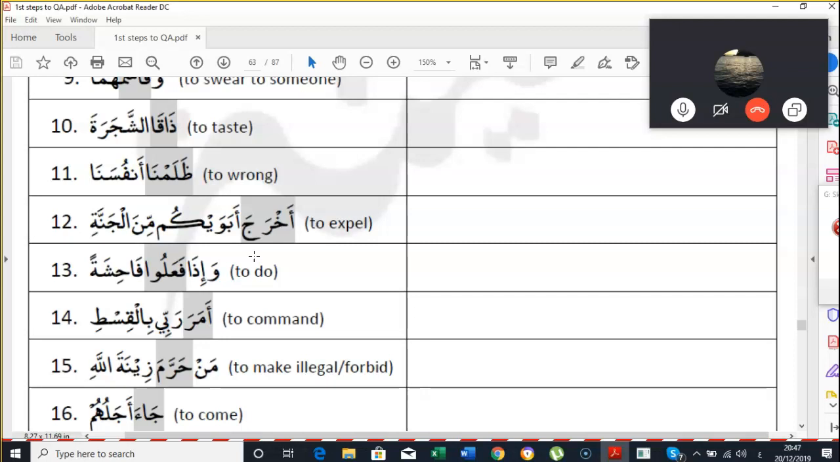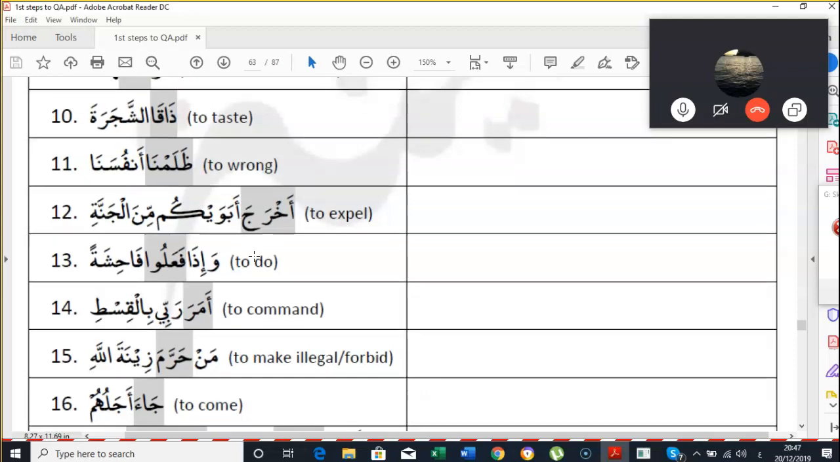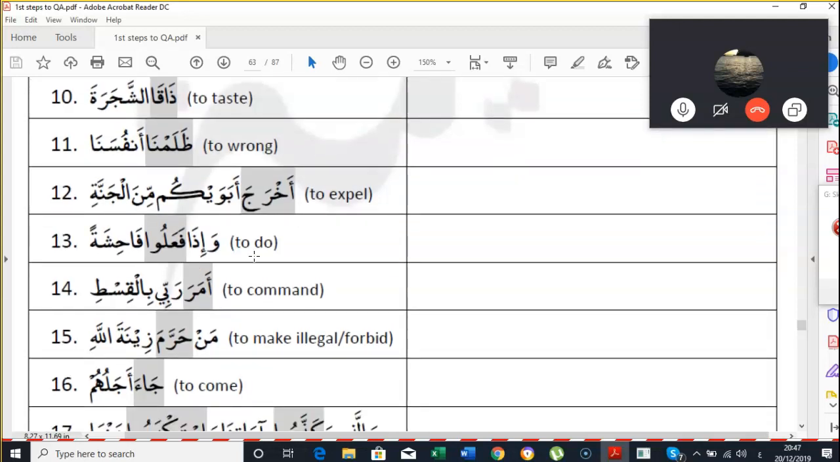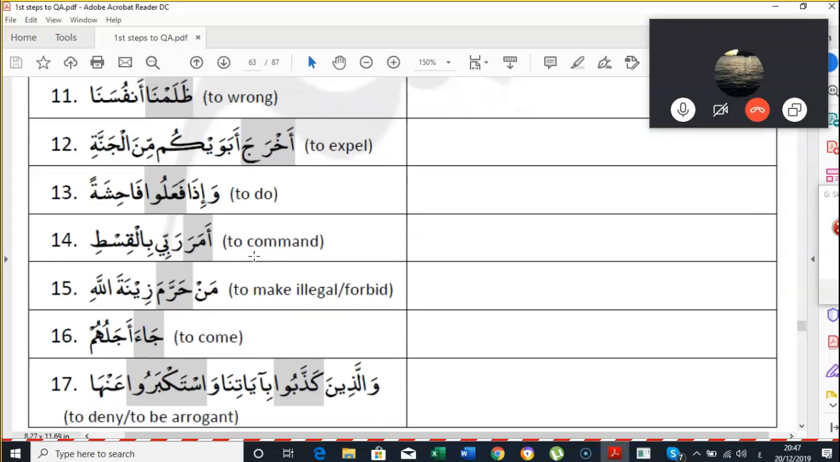So ذاق الشجرة, number 10, is talking about who? Who tasted from the tree? Adam and Hawa. Okay. And the first dua in the Quran is also ربنا ظلمنا أنفسنا. So that was the first dua that was made. ربنا ظلمنا أنفسنا. Okay, we have wronged ourselves.